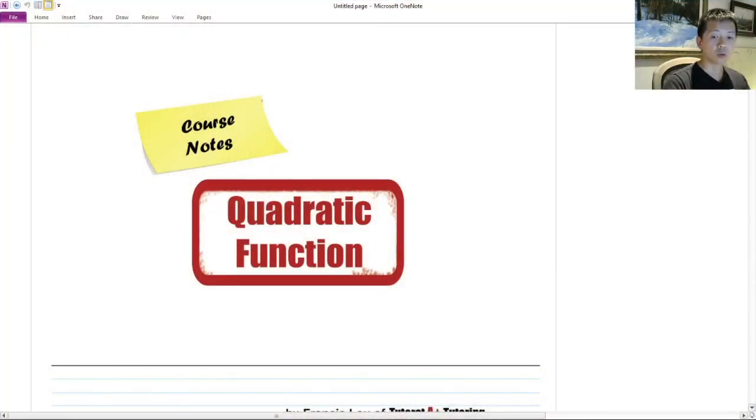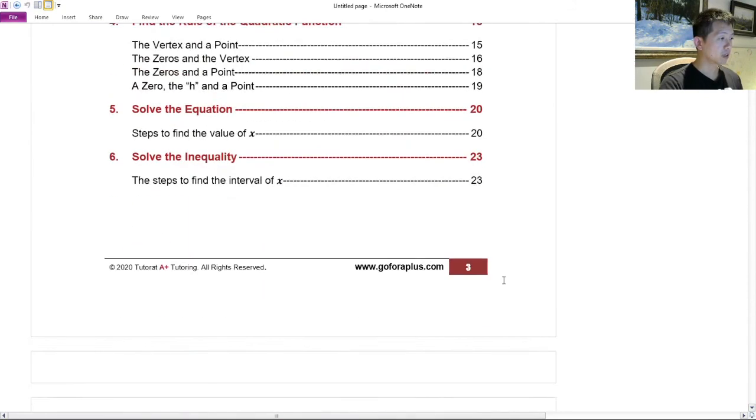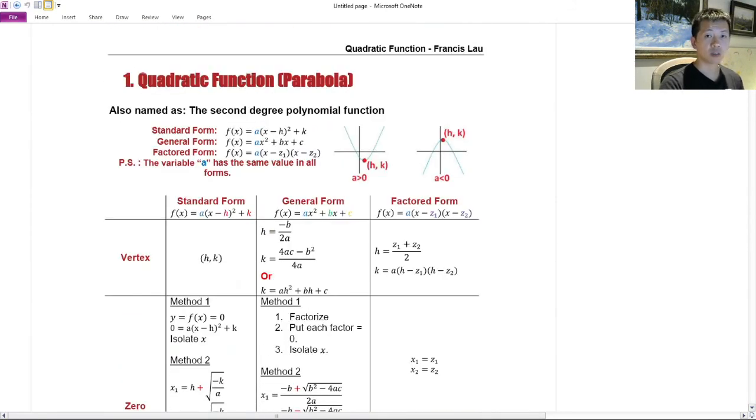Welcome to the course note for the quadratic function. So let's look at what is quadratic function. Okay. So this is actually, I would say, one of the most important chapters in this year.